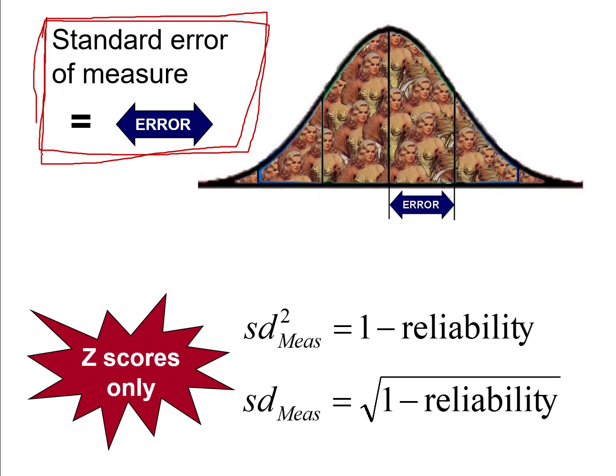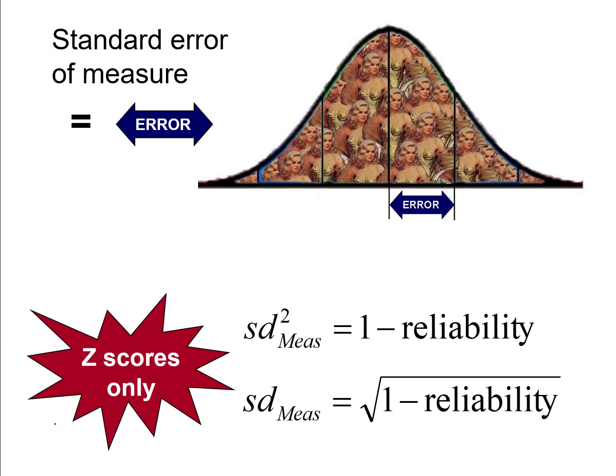And as it turns out, there's a direct relationship between the standard error of measure and reliability. On this slide, I'm going to show you how these two things are directly related. And then on the next slide, I'm going to give you a formula that you can use to calculate the standard error of measure. Essentially, on this page, I'm going to give you formulas that only work with z-scores. And I'm just giving you these formulas to set you up for the next formula, which is the full formula that tells you how you can calculate the standard error of measure in any situation.